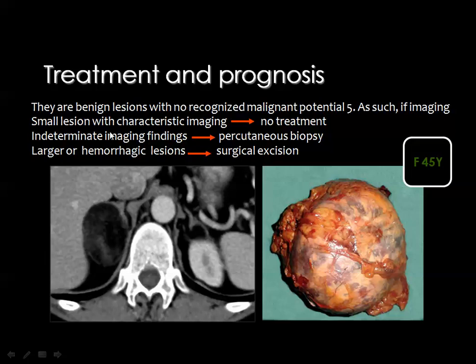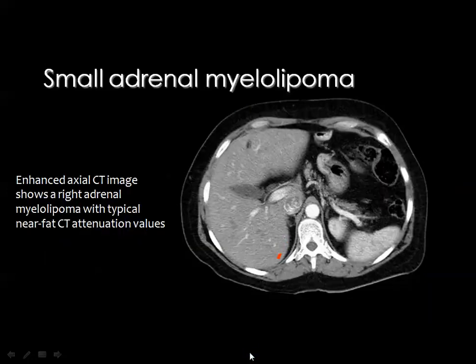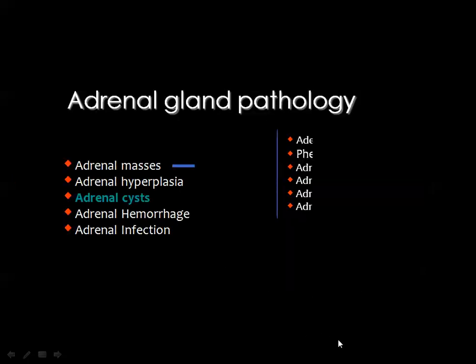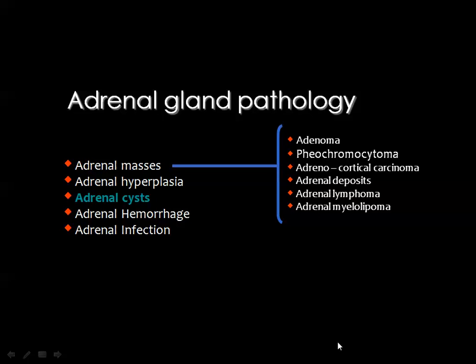The small lesions with characteristic imaging are left without treatment. With intermediate imaging findings, where you are not sure that there is fat, you should have a percutaneous biopsy. Large lesions producing mass effect or lesions having hemorrhage are surgically removed. And this is an example of a very small fat-containing lesion in the right suprarenal gland representing adrenal myelolipoma.